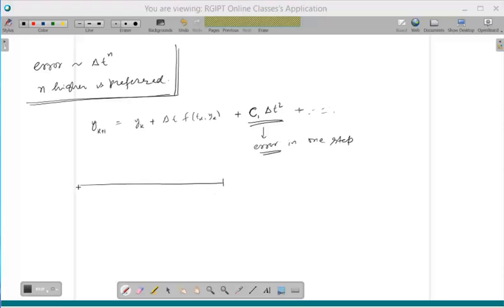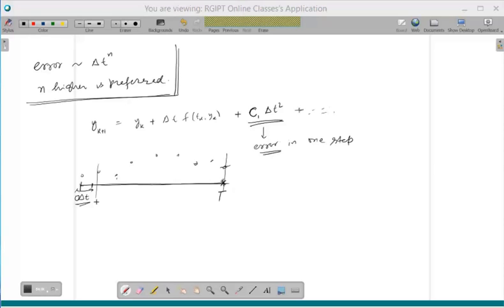Suppose I start a calculation from zero, and I'm looking at some time t. I am computing my values at some particular time t. Now the question is, what is the error that will be observed here? If this is divided into n steps, let's say each step is delta t.